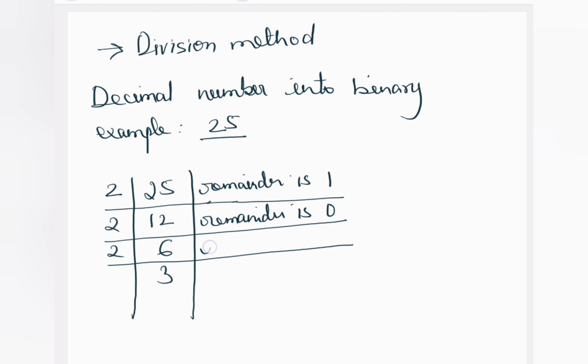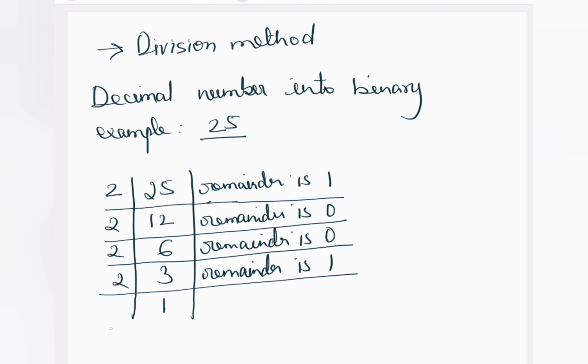2 3s are 6, remainder is 0. 2 1s are 2, remainder is 1. And then if you divide this, 2 0s are 0, and the remainder is 1. So you need to be careful. Start dividing the given decimal number by 2, collect all the remainders, which should be either 0 or 1, and divide it until you have reached the end point, which is 0.